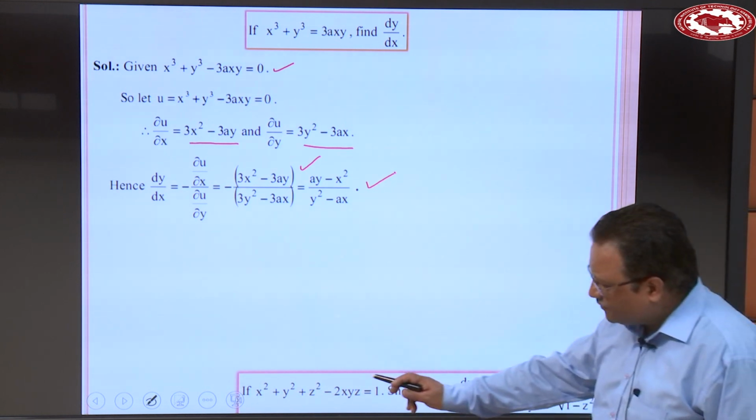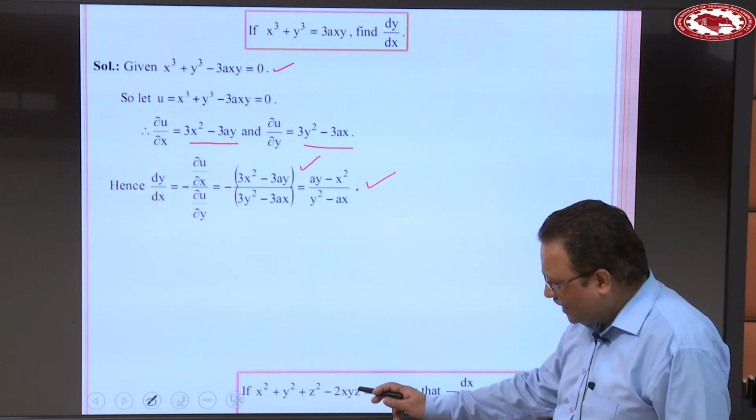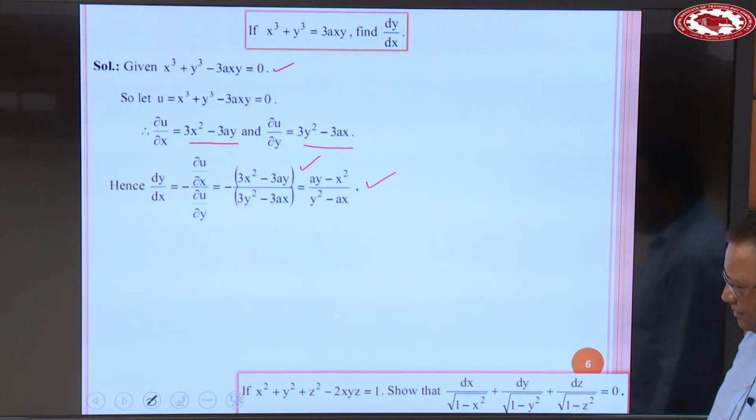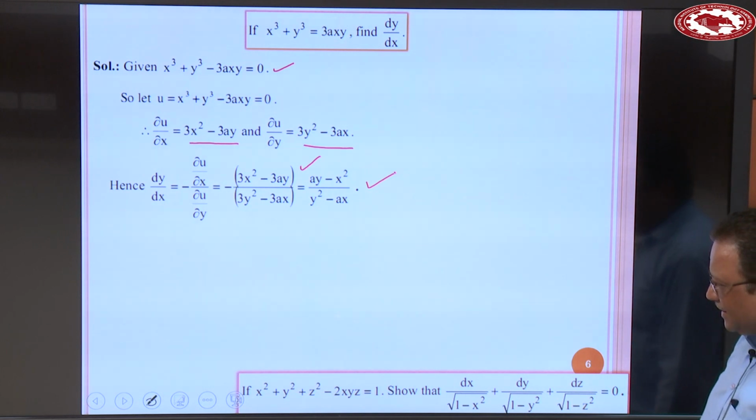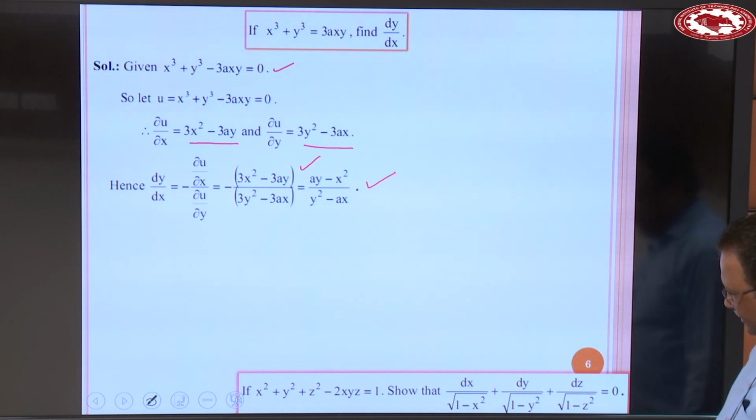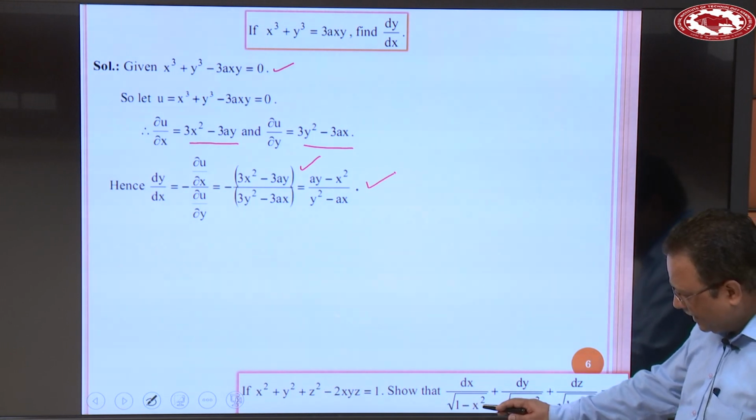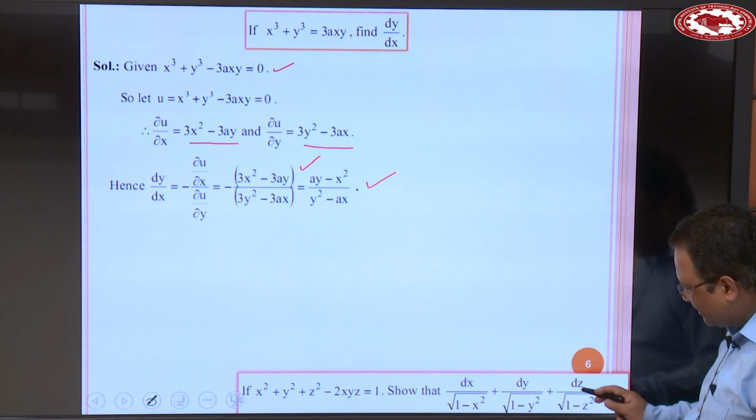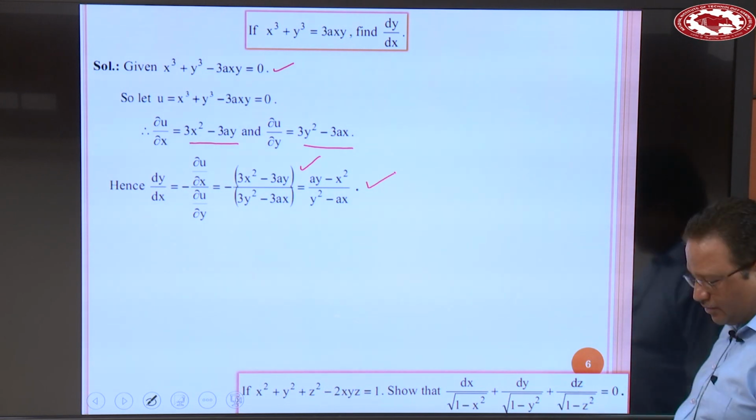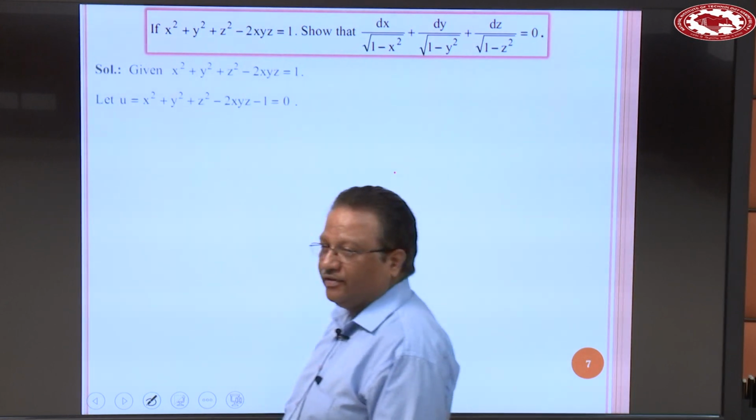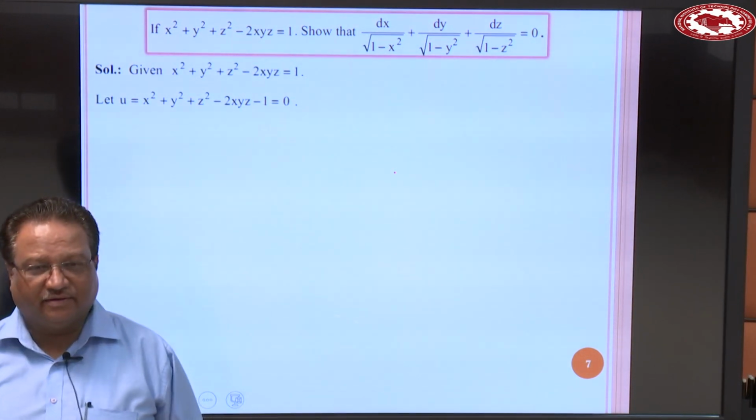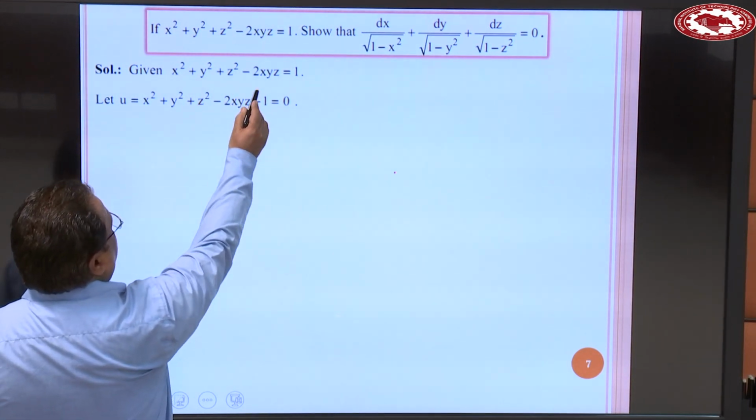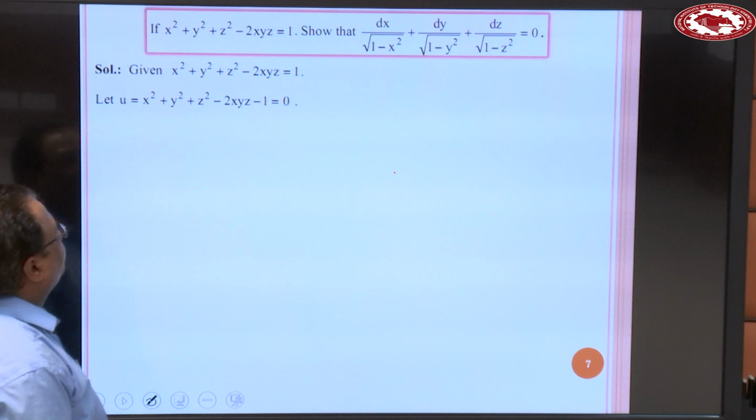If x² + y² + z² - 2xyz = 1, then show that dx over √(1 - x²) + dy over √(1 - y²) + dz over √(1 - z²) is equal to 0. This question is very, very important. Okay. So, what is given? Given is x² + y² + z² - 2xyz = 1.